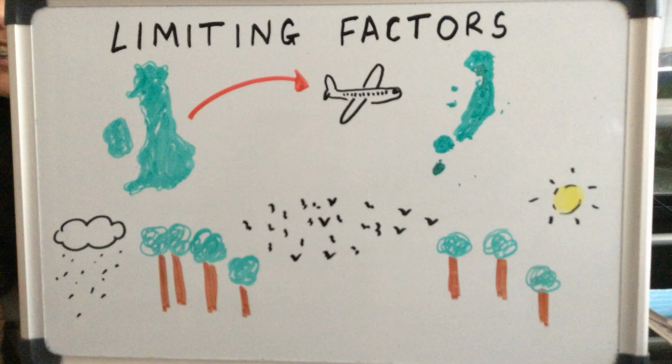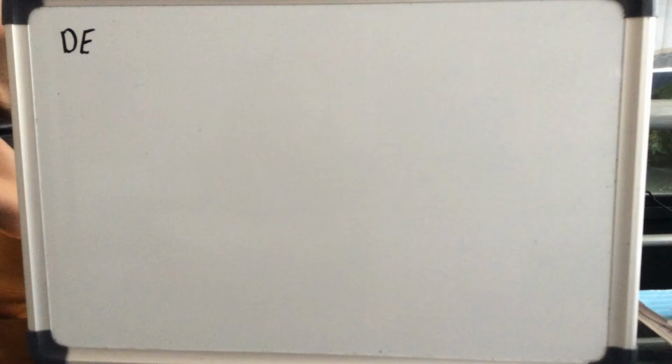Migration also affects population size. There are 2 types of migration. Immigration is the movement of individual organisms into a particular area, which increases population size. Emigration is the movement of individual organisms away from a particular area, which decreases population size.